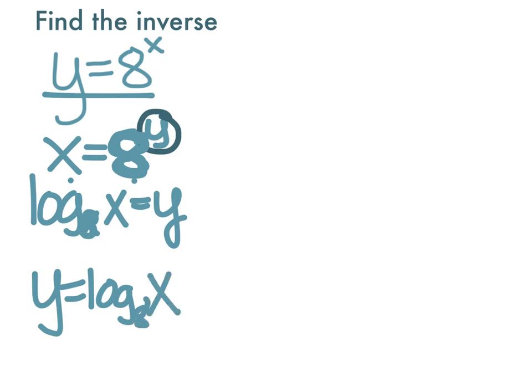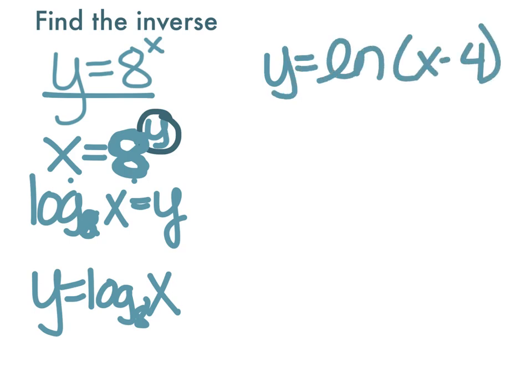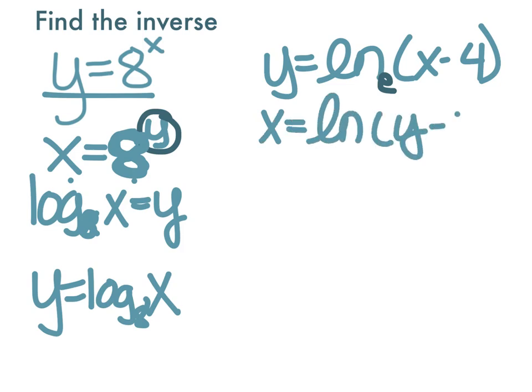Or let's find the inverse of y equals the natural log of (x minus 4). I don't know why, but I like to use a cursive L on my natural log, maybe so it doesn't look like a 1. All right, what I'm going to do is imagine this little e here. Let's rewrite this. X equals the natural log of (y minus 4). So I know my base is e. The base of any natural log is e.